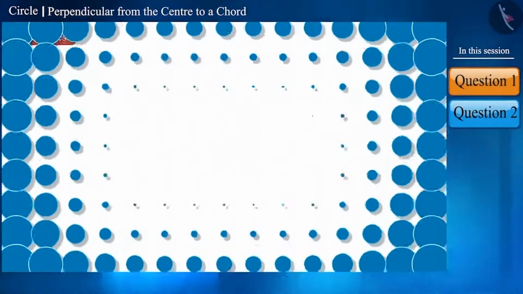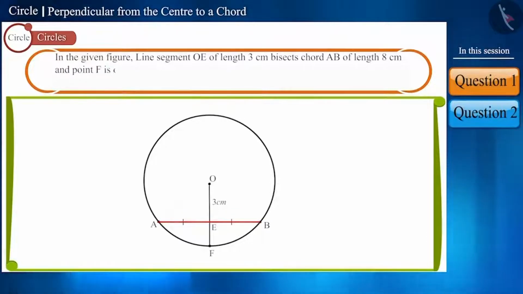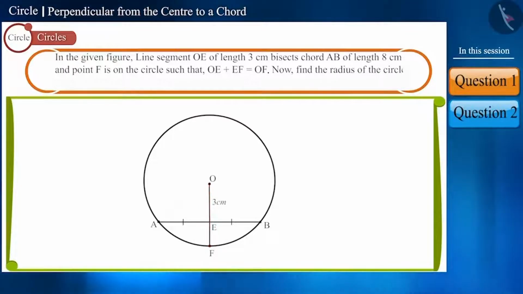Come on, let's start. In the given figure, line segment OE of length 3 cm bisects chord AB of length 8 cm. Point F is on the circle such that OE plus EF is equal to OF. Now, find the radius of the circle and length of EF.